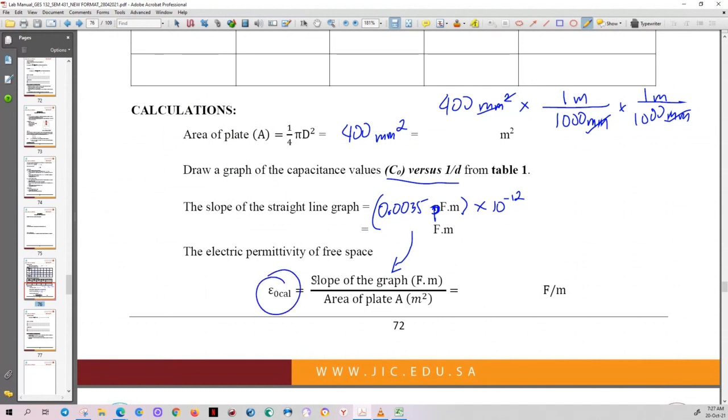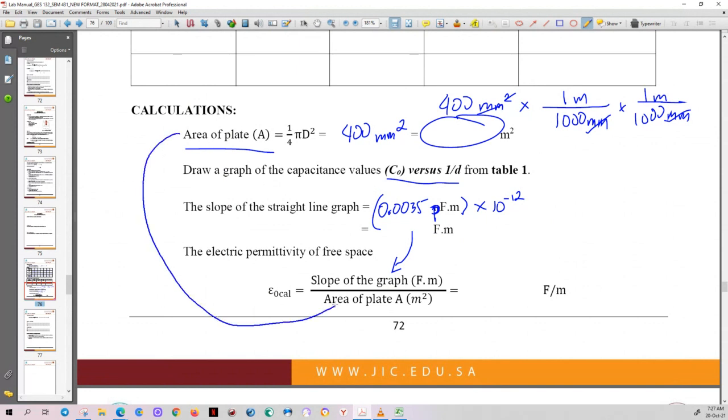The answer for the slope in farad meter, you will substitute it here in this equation to find epsilon. And then you will divide it by the area of the plate, which you get from the top. The area of the plate will substitute here, the slope will substitute at the top, and the calculated value for epsilon will be here. So make sure you do your calculations correctly.